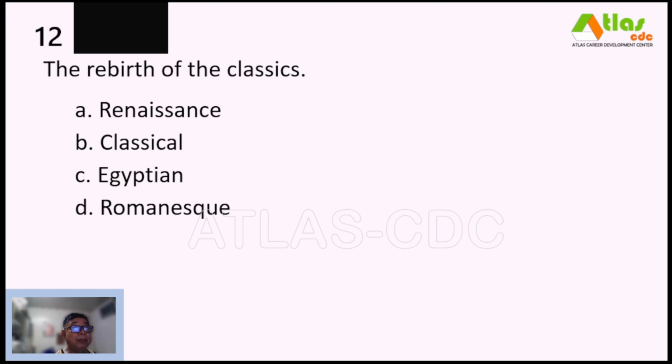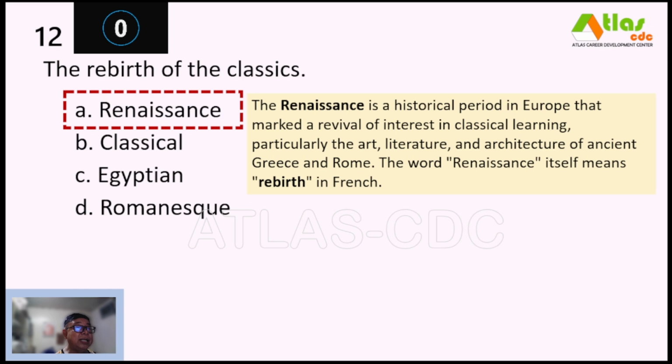Number 12, the rebirth of the classics. A. Renaissance, B. Classical, C. Egyptian, and D. Romanesque. And our correct answer is letter A, Renaissance. So the Renaissance is a historical period in Europe that marked a revival of interest in classical learning, particularly the art, literature, and architecture of ancient Greece and Rome. The word Renaissance itself means rebirth in French.